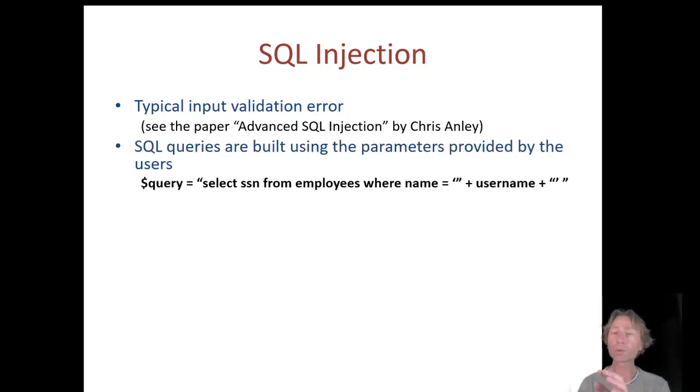If we look at a SQL query, it is often in web applications built using the parameters provided by users. For instance, you might create a query such as this one, where we select the social security number from a table in a database of employees, where the name matches some parameter that is provided by the user. So now you're looking up the user's social security number.